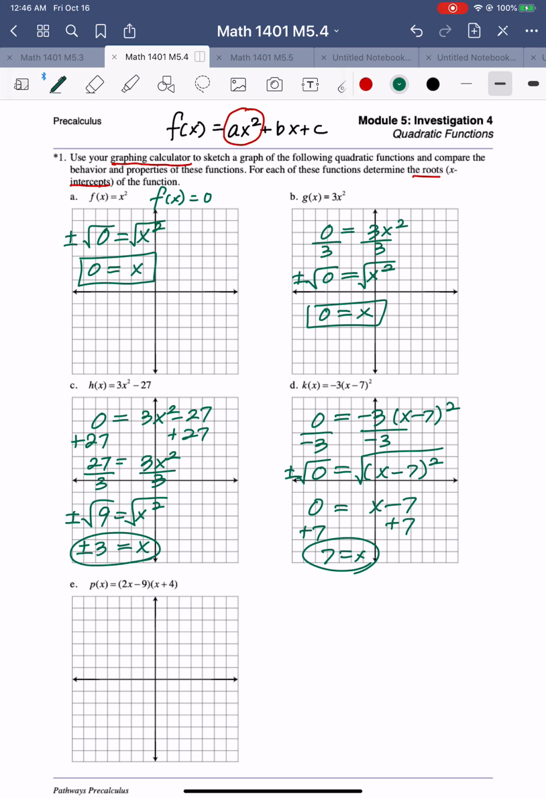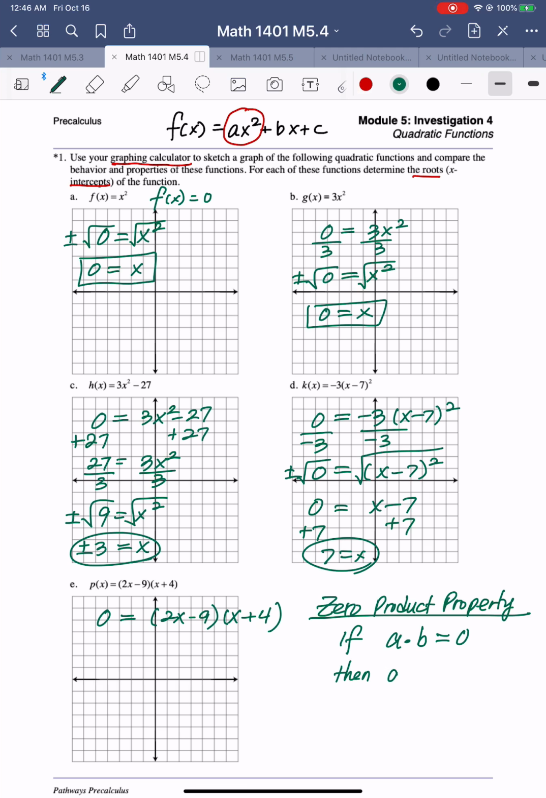For the b of x function, set 0 equal to 2x minus 9 times x plus 4. But I need to introduce the zero product property first. It means if you have a times b, where a is one factor of the product and b is another factor of the product, but one of the factors becomes a 0, then your product always becomes a 0.